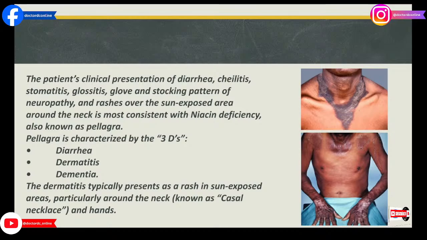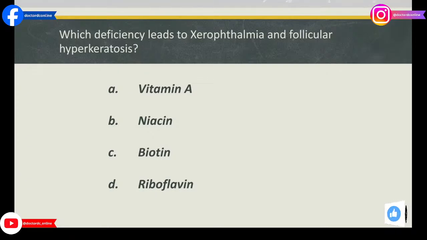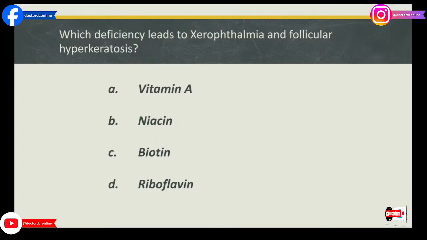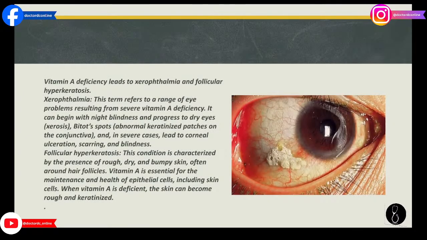In question 33, deficiency of which vitamin causes xerophthalmia and follicular hyperkeratosis? Option A, vitamin A, option B, niacin, option C, biotin, or option D, riboflavin. Vitamin A is essential for epithelial health and vision. The correct answer is option A, vitamin A.